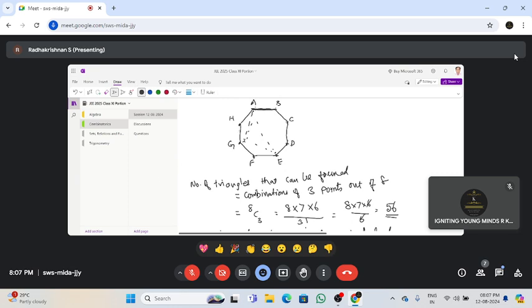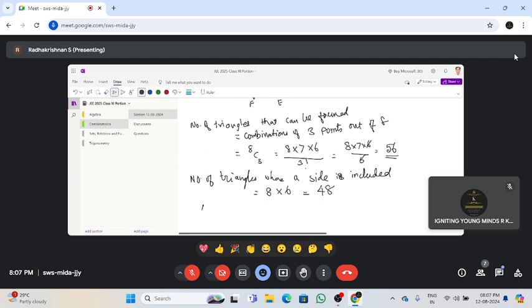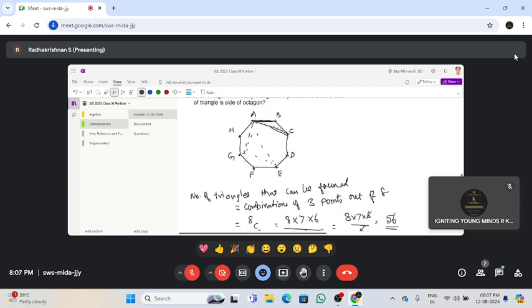Now, you take this triangle ABC. We have counted it when we took AB. Okay, when we took AB as a side, we counted 6 triangles. BC as a side, we counted 6 triangles. But in the process, this triangle ABC has been counted 2 times, right?